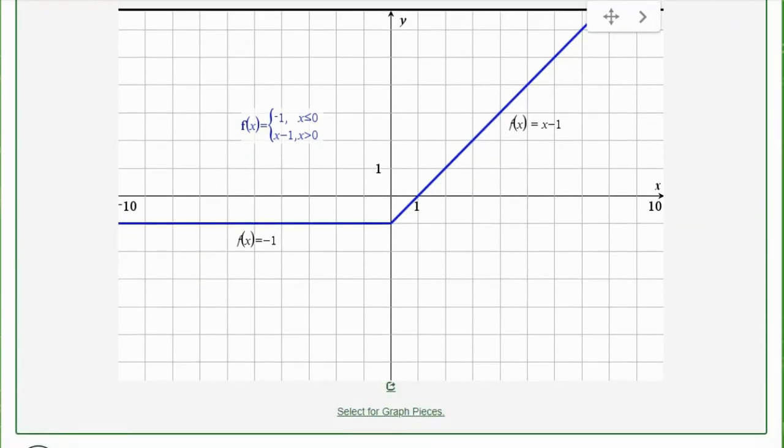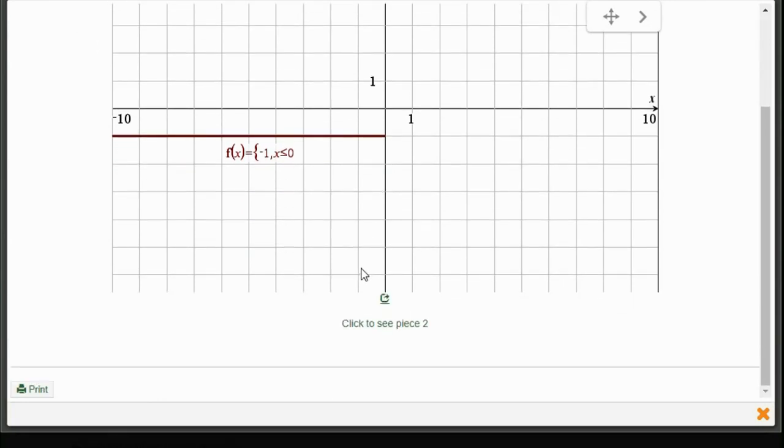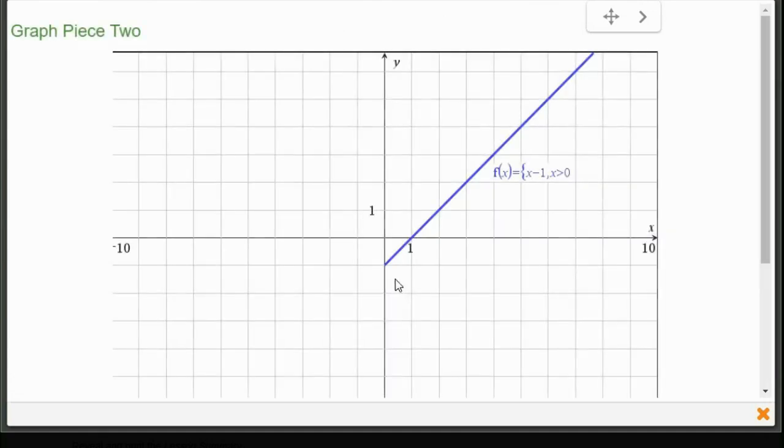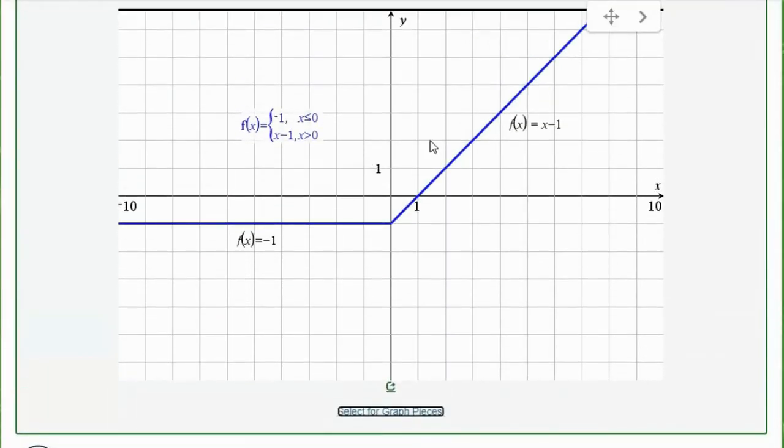This is what you call a piecewise graph. Piecewise graph of a function. Now click this and we can look at the different pieces. There's graph piece 1. See, it uses this flat line of -1 when x is less than 0. Piece 2 is a totally different graph. It's the graph of x minus 1 when x is greater than 0. When you put them together, they look like that. It's a piecewise graph.